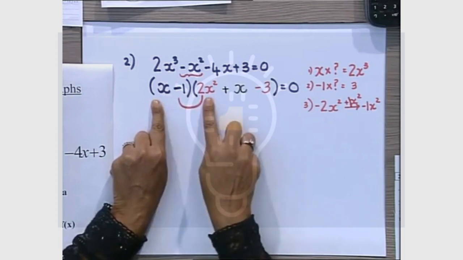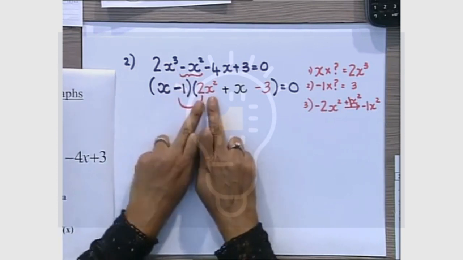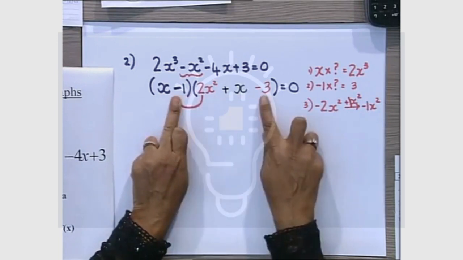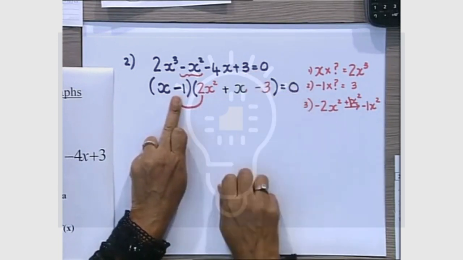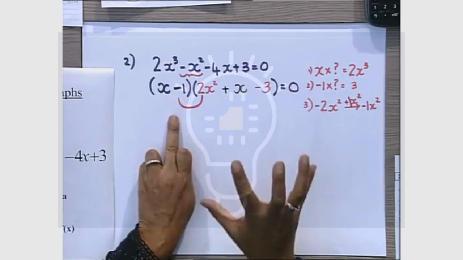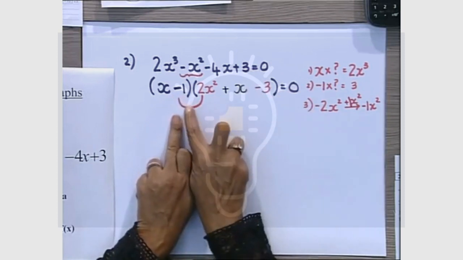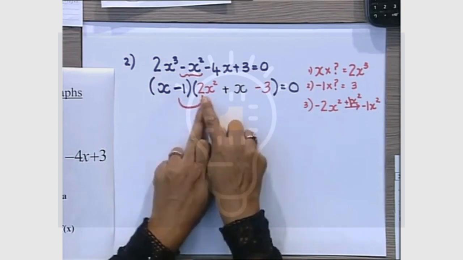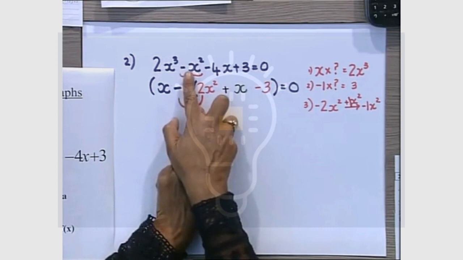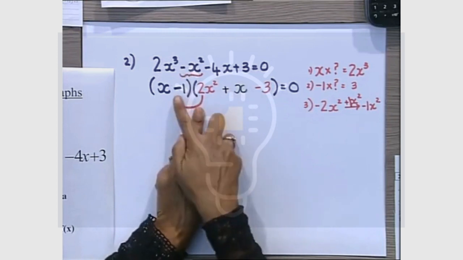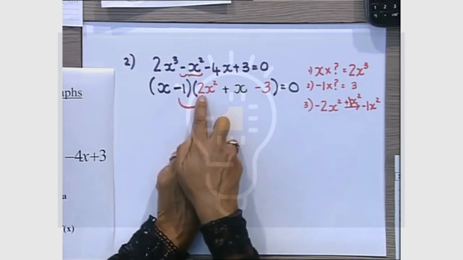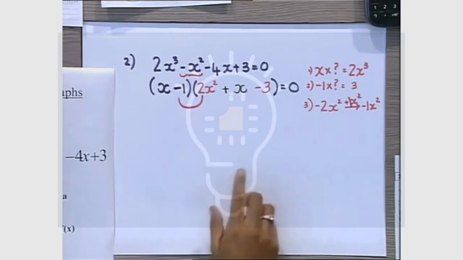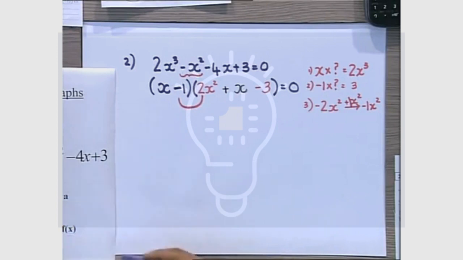X multiplied by 2x squared gives me 2x cubed. So everybody understands the 2x squared. Then you take your last term, negative 1 times negative 3 gives you plus 3. Now look at the middle term quickly. It's not so difficult. Negative 2x squared, multiply these two together, that gives you negative 2x squared, but you need negative 1x squared. So how do you move from negative 2 to negative 1? You plus 1.